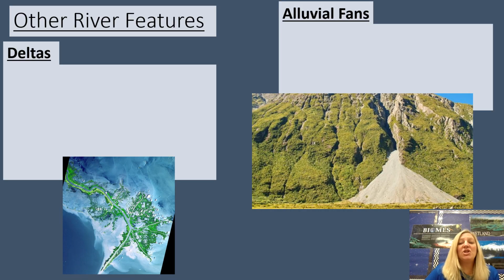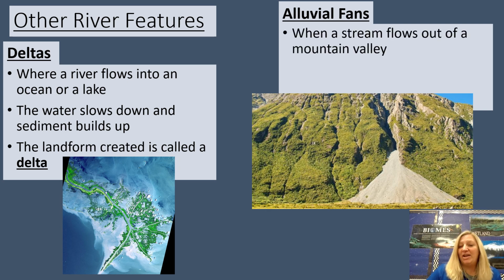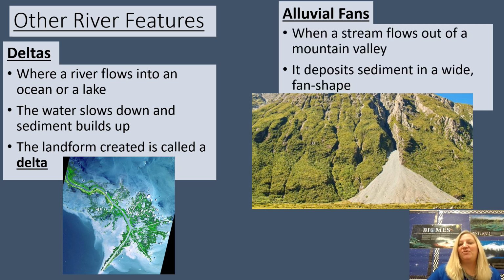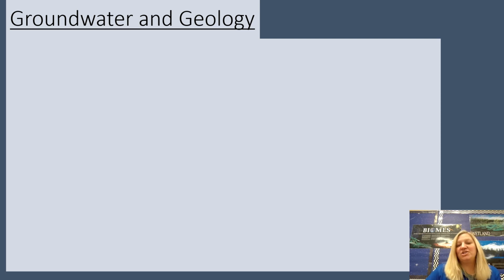Other river features. So these are land features formed by rivers. Deltas and alluvial fans are land features. Okay? So a delta is where a river flows into an ocean or a lake and is a land feature as sediment builds up. An alluvial fan looks like a fan, and this is when a stream flows out of a mountain valley and forms that characteristic fan shape. All right, you will need to open up this PowerPoint, or this video is linked in your assignment, to read and listen about estuaries.